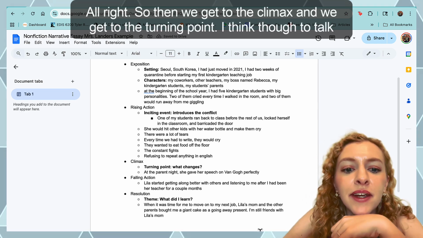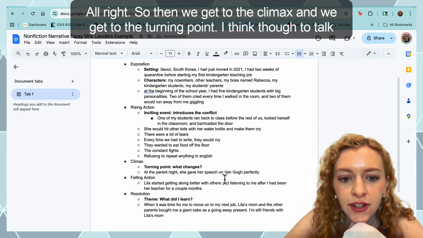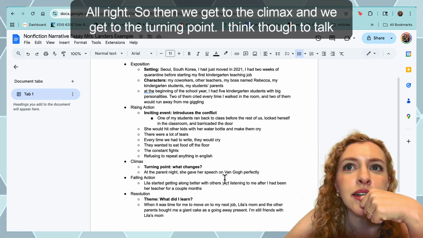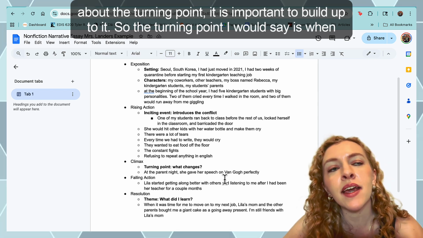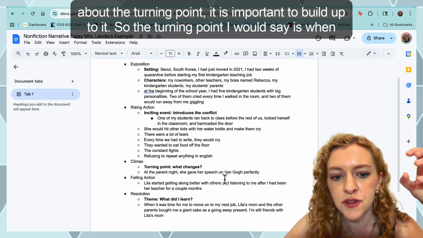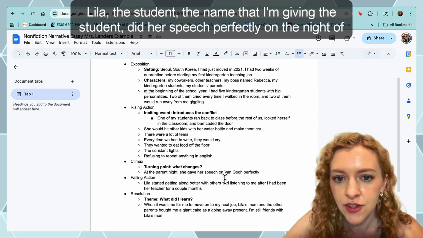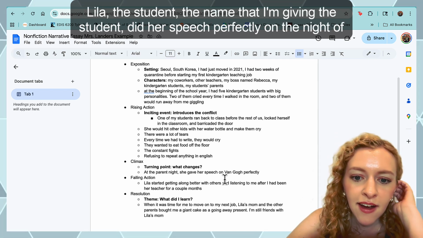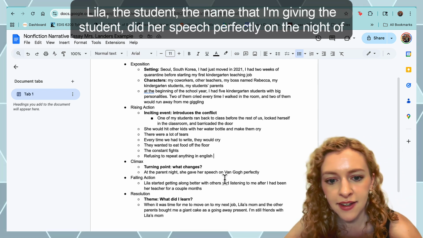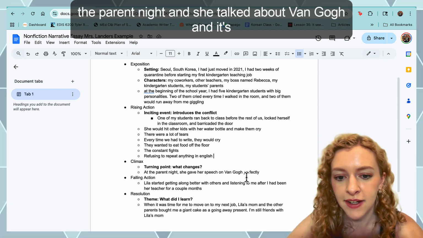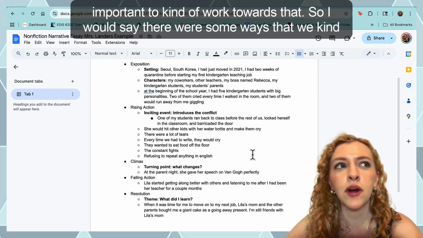All right, so then we get to the climax and we get to the turning point. I think, though, to talk about the turning point, it is important to build up to it. So the turning point, I would say, is when Lila, the name that I'm giving this student, did her speech perfectly on the night of the parent night, and she talked about Van Gogh. And it's important to kind of work towards that.